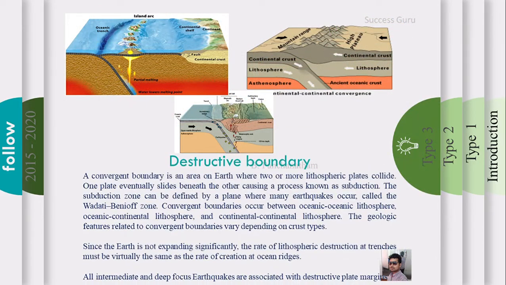And the next is the destructive plate boundary. The first one, type 1, is the transform fault. The second one is the divergent, and the third one is the convergent, which is also called the destructive plate boundary. A convergent boundary is an area on the Earth where two or more lithosphere plates collide. In the first one we said neither creation nor destruction. In the second there is creation of new plate, and in this one there is destruction of existing plate.